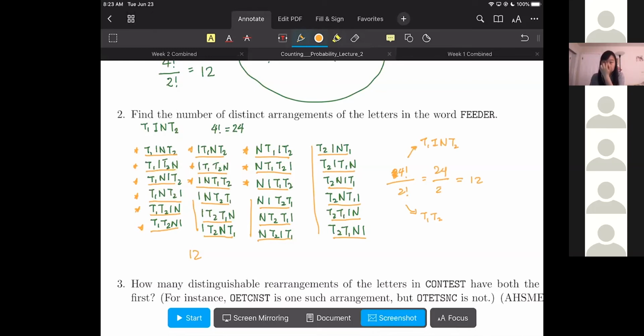Okay, so basically I just understood that we're supposed to treat the T as the same letter, not as T1, T2. That's where I got confused. Yes. Thank you.